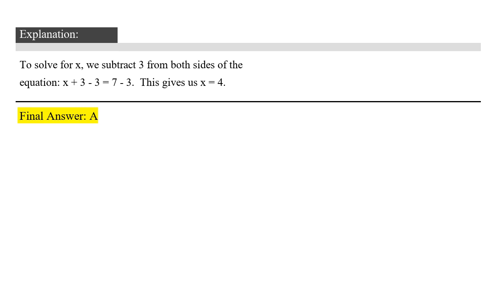To solve for x, we subtract 3 from both sides of the equation. x + 3 − 3 = 7 − 3. This gives us x = 4.